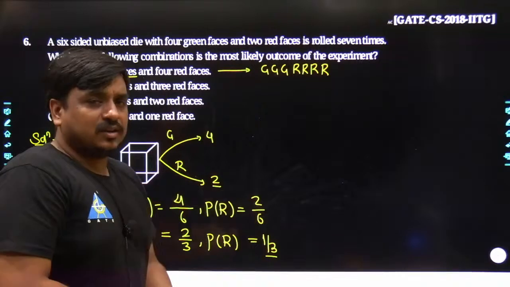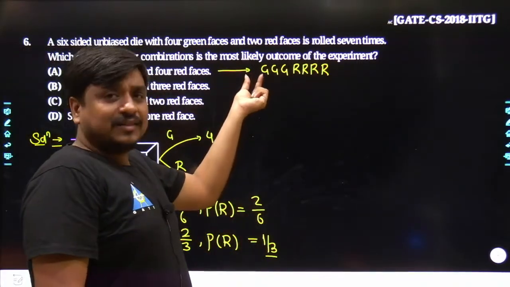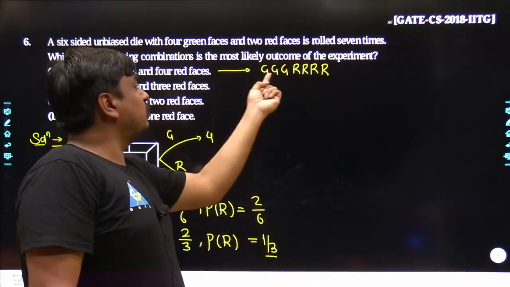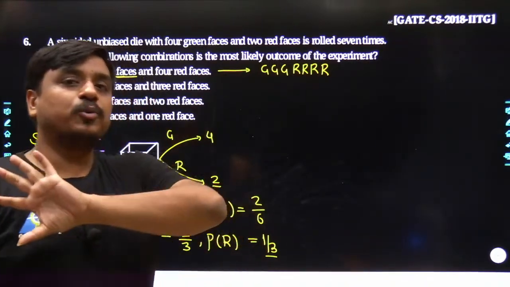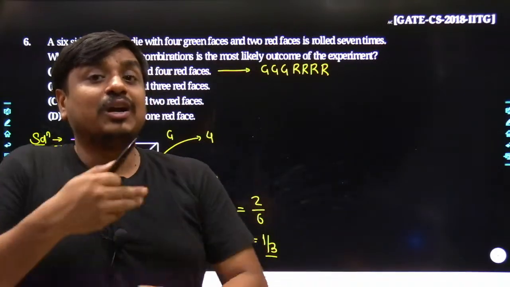And keep in mind, if the first time the die has been rolled and the face has been green, then the second roll has nothing to do with the first trial. So you can say the outcome which has come the first time has nothing to do with the outcome which would come the second time.